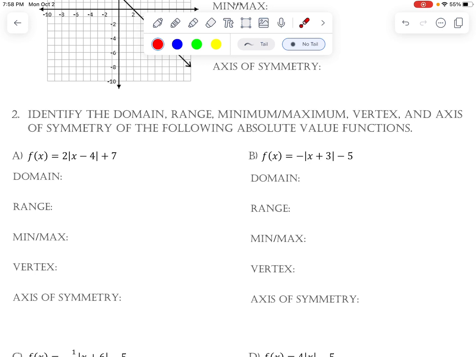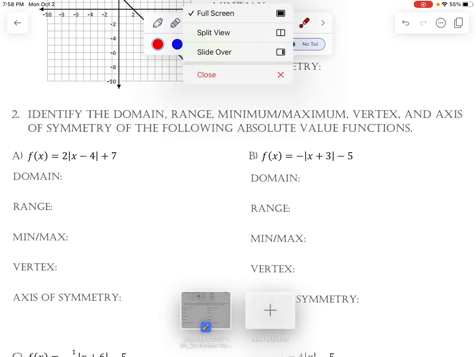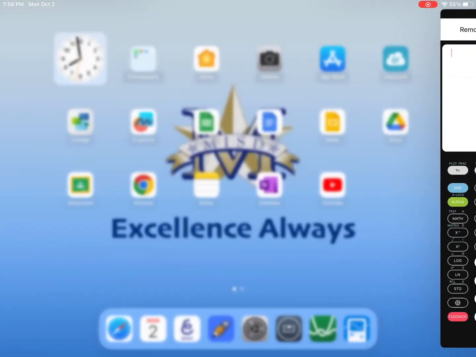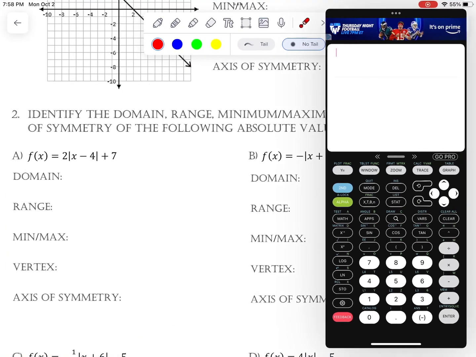So I'm going to pull up my handy dandy calculator. Let me pull it up. Make it slide over. Sorry, I'm moving around a lot.